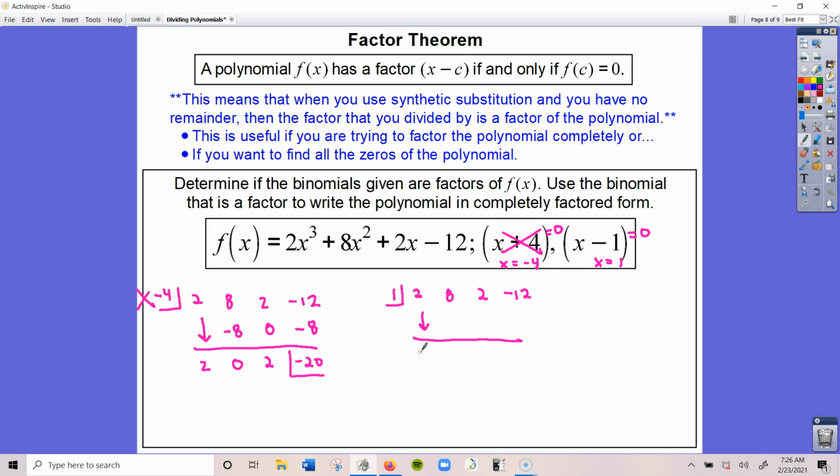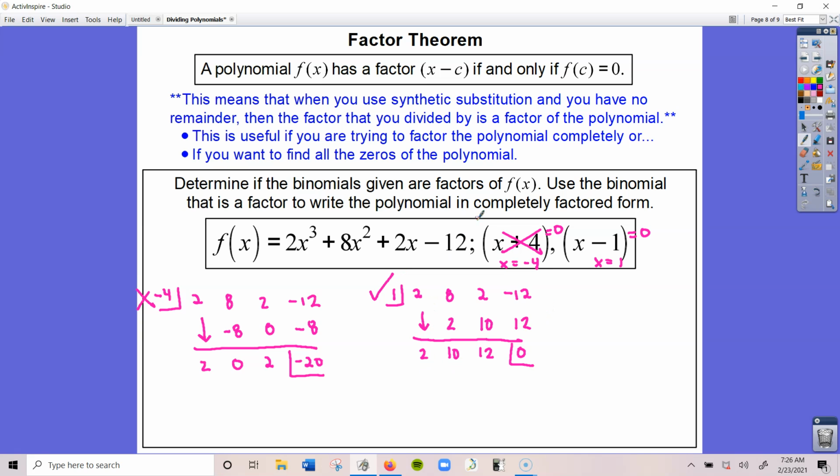Bring down the 2. 2 times 1 is 2. 8 plus 2 is 10. Times 1 is 10. 2 plus 10 is 12. 12 times 1 is 12. And we end up with a remainder of 0. So that means that x minus 1 is a factor of the polynomial.